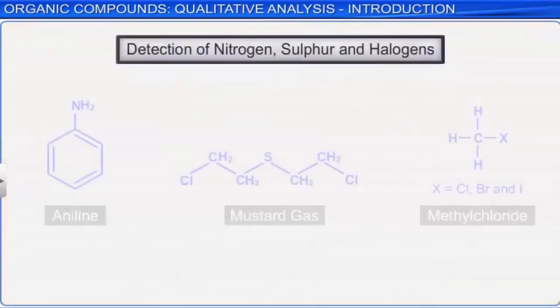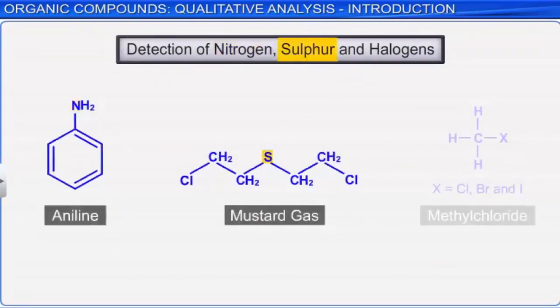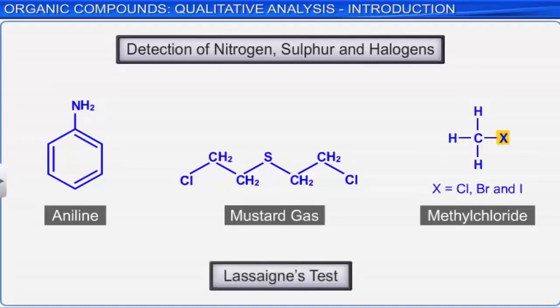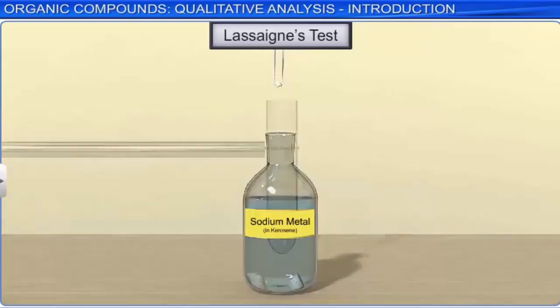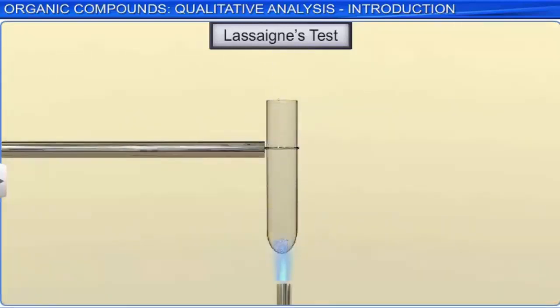Now, let us look at the detection of other elements such as nitrogen, sulfur, and halogens. The presence of nitrogen, sulfur, and halogens can be detected using Lassigne's test. In Lassigne's test, a small piece of sodium metal is taken into a fusion tube and is heated to red hot. Then, the given compound is added to it in small amounts and the fusion tube is again gently heated to red hot.